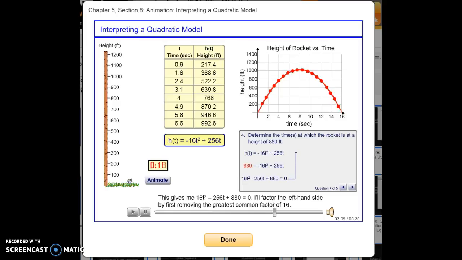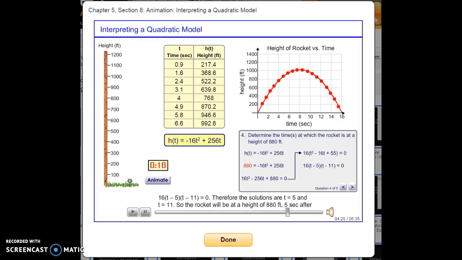I'll factor the left-hand side by first removing the greatest common factor of 16. This makes the resulting trinomial much easier to factor. I have 16 times the quantity t squared minus 16t plus 55 equals 0. Factoring further, I get 16 times the quantity t minus 5 times the quantity t minus 11 equals 0.